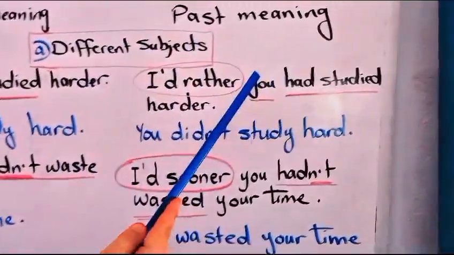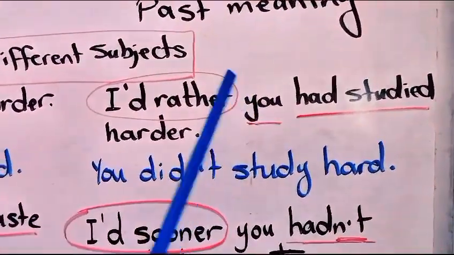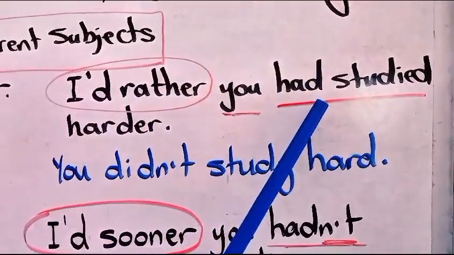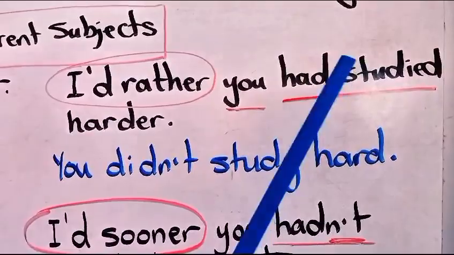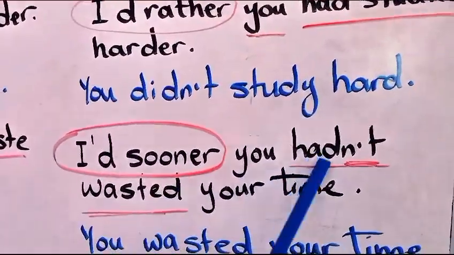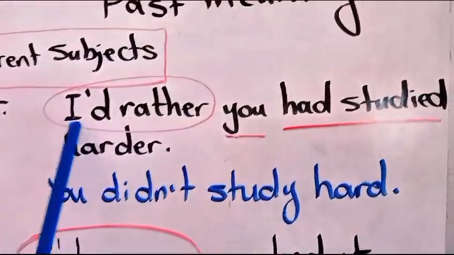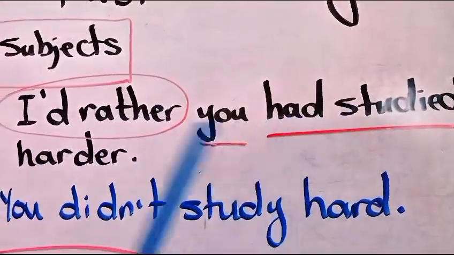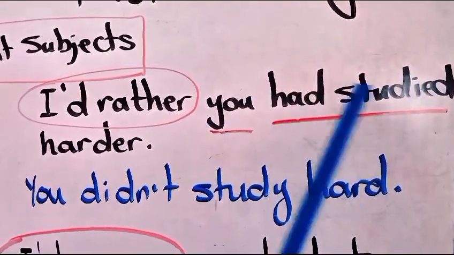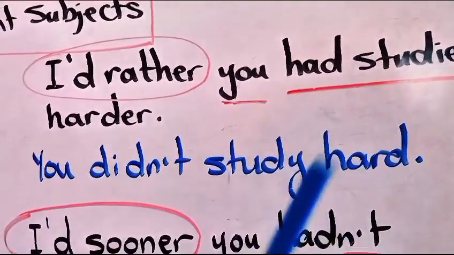When I want to express this in the past, I use the past perfect to express past meaning, and also in the negative, I use the past perfect in the negative. Here I say, I'd rather you had studied harder. I use the past perfect to express past meaning, means you didn't study hard.